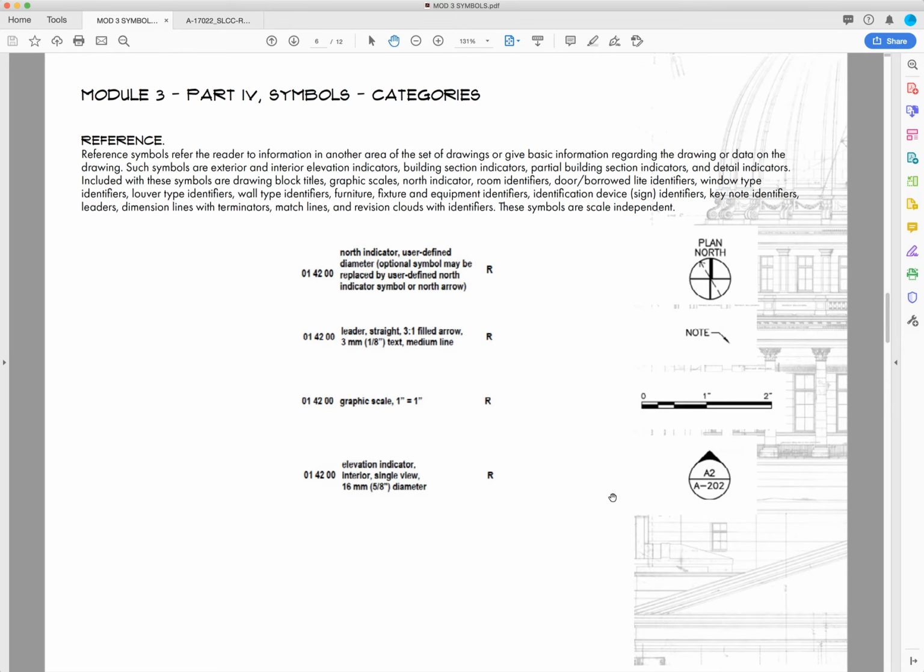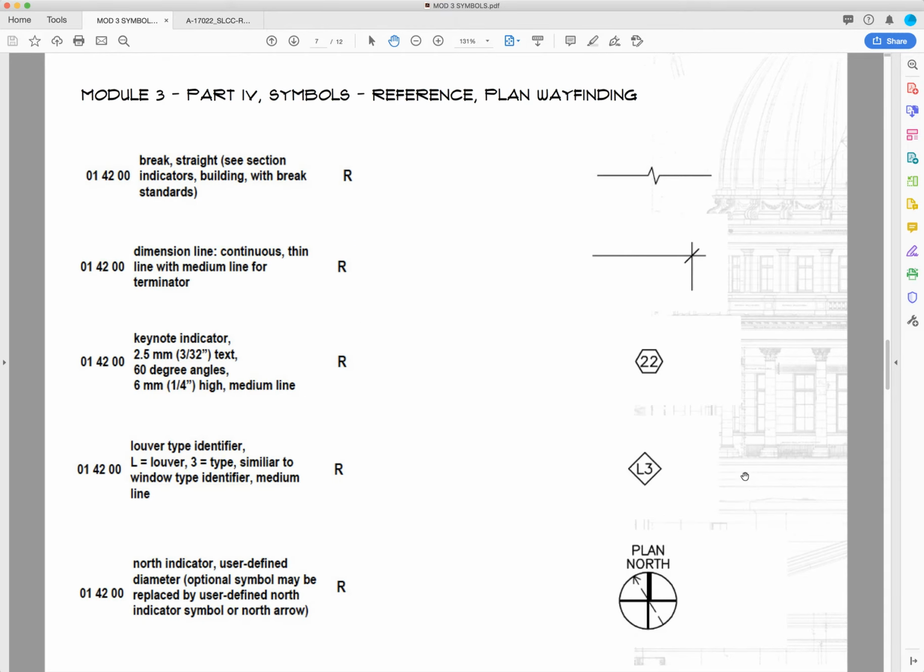And it is the National CAD standard. Oh, I don't know what happened there, sorry. The National CAD standard is that interior elevations are circular and not square. And just know that some firms break with that standard, but most commonly interior elevations are circular. Okay.